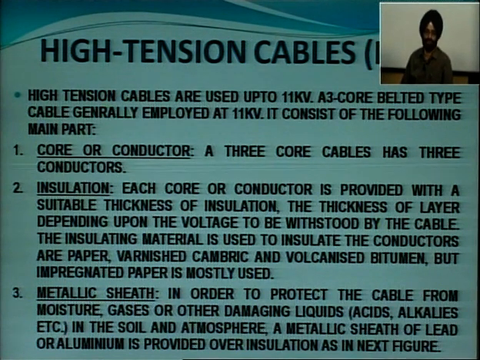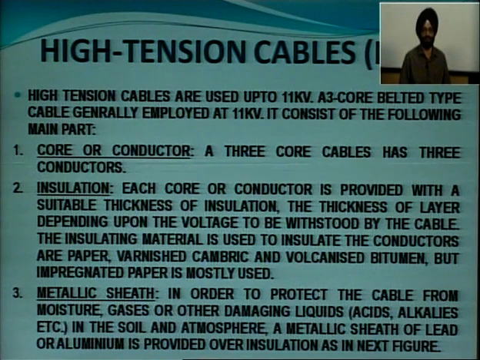So in the insulation part of the cable, each core or conductor is provided with a suitable thickness of insulation. The thickness of the layer depends upon the voltage to be withstood by the cable. The insulating material used to insulate the conductor is paper. There are different types of insulating material, like paper, impregnated paper, varnish, cambric and vulcanized bitumen, but impregnated paper is mostly used as an insulating material.